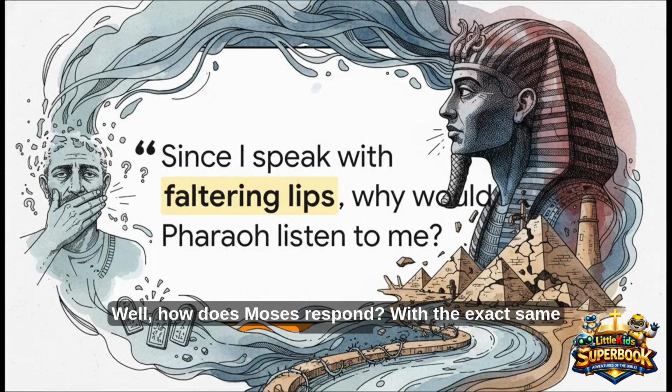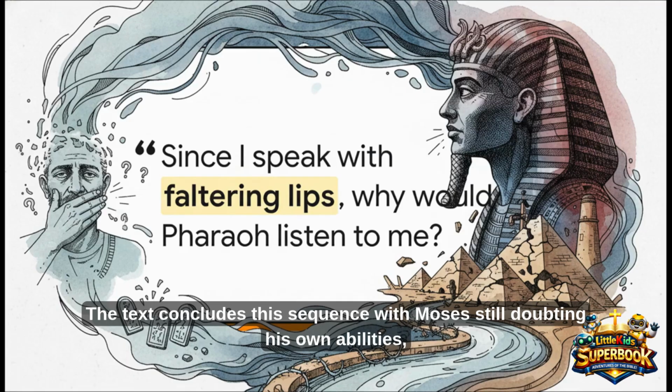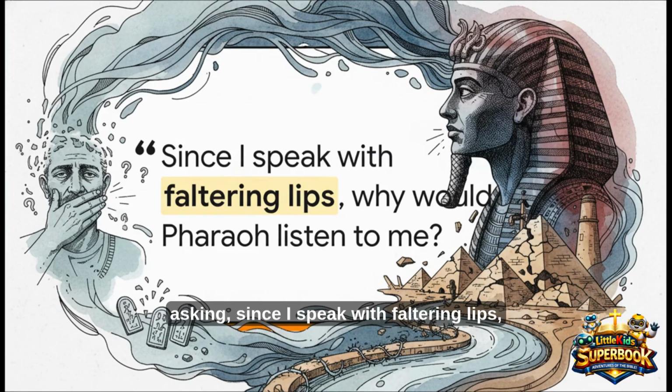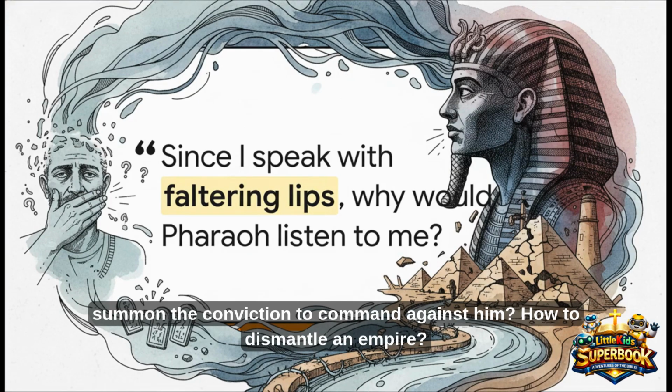Well, how does Moses respond? With the exact same excuse. The text concludes this sequence with Moses still doubting his own abilities, asking, "Since I speak with faltering lips, why would Pharaoh listen to me?" It leaves us with a fascinating, lingering question. How can a leader who is so profoundly paralyzed by his own perceived flaws ever summon the conviction to command a king to dismantle an empire?